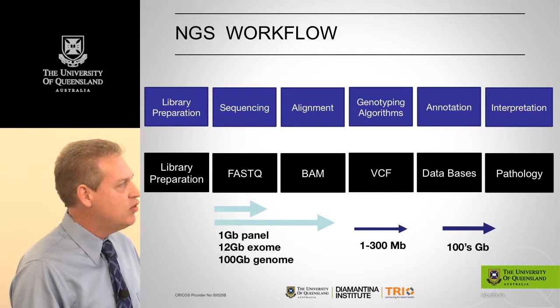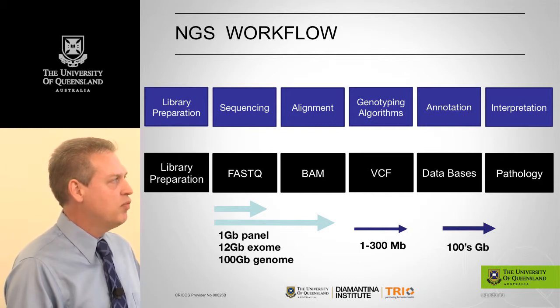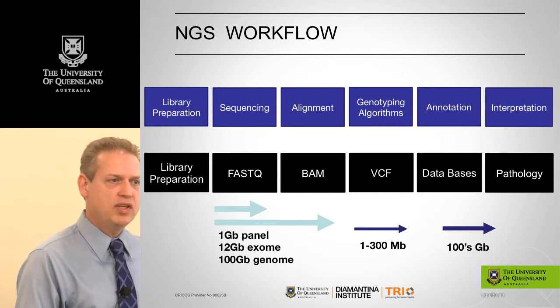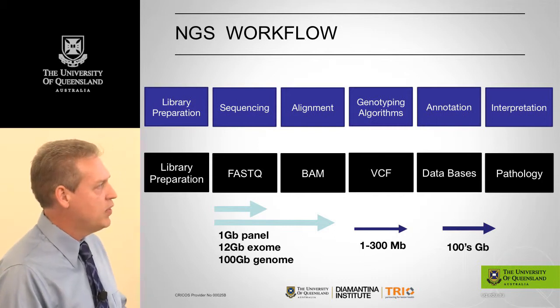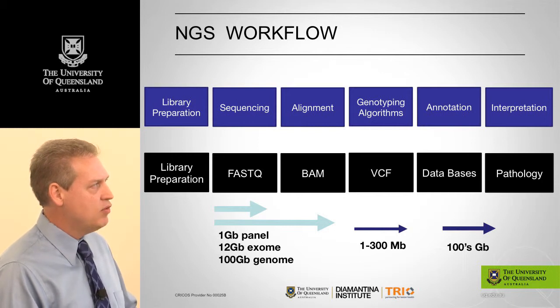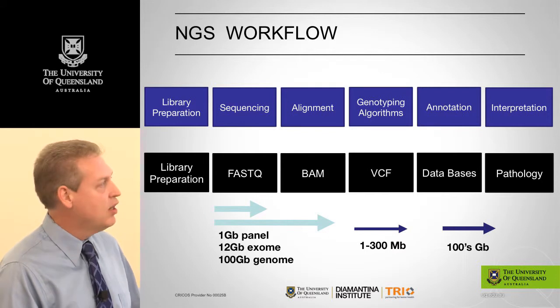Then you need to genotype these little reads, and those genotypes can be put in a format called a VCF file. So this is really genomic location, what's going on with that genomic location information. Then you need to annotate that information to make sense of it. Is it in a gene? Which gene?